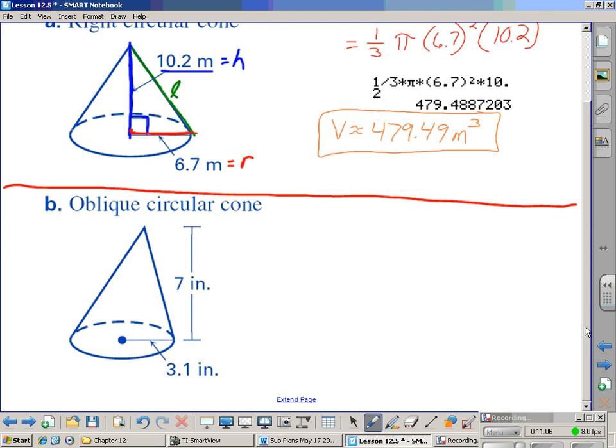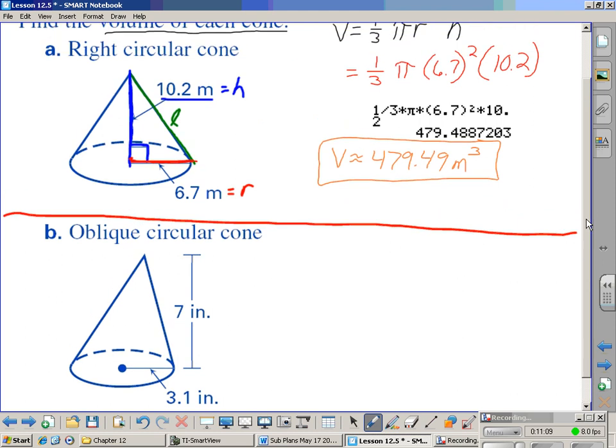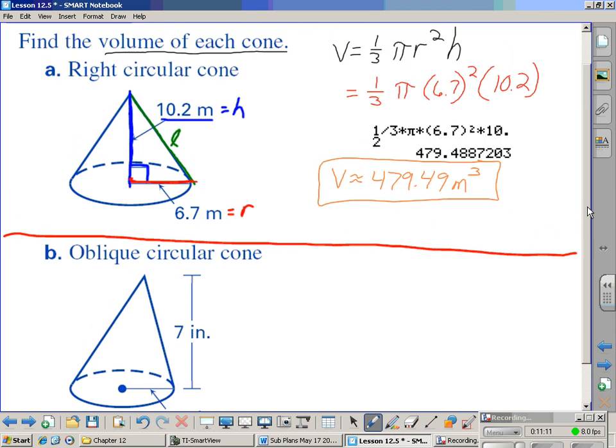All right, now we're going to do an oblique cone. Actually, let me just scroll up a little bit in case you were looking at that. So now we're going to do this oblique cone below, and it says circular as the middle thing because the base is a circle.